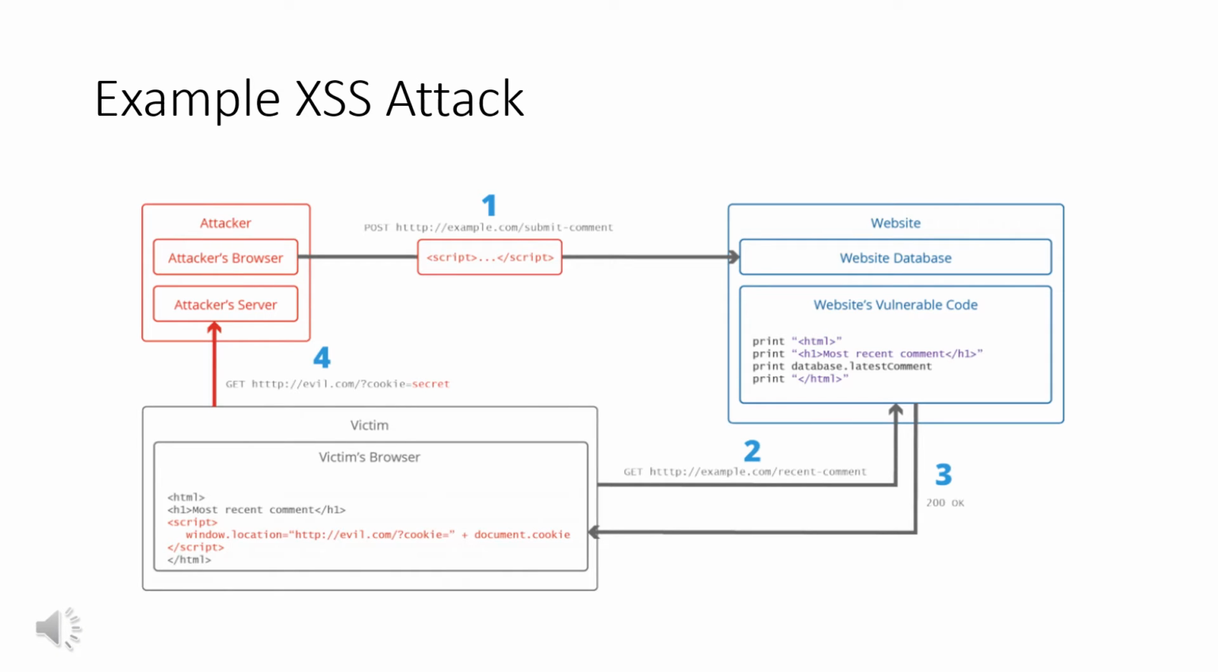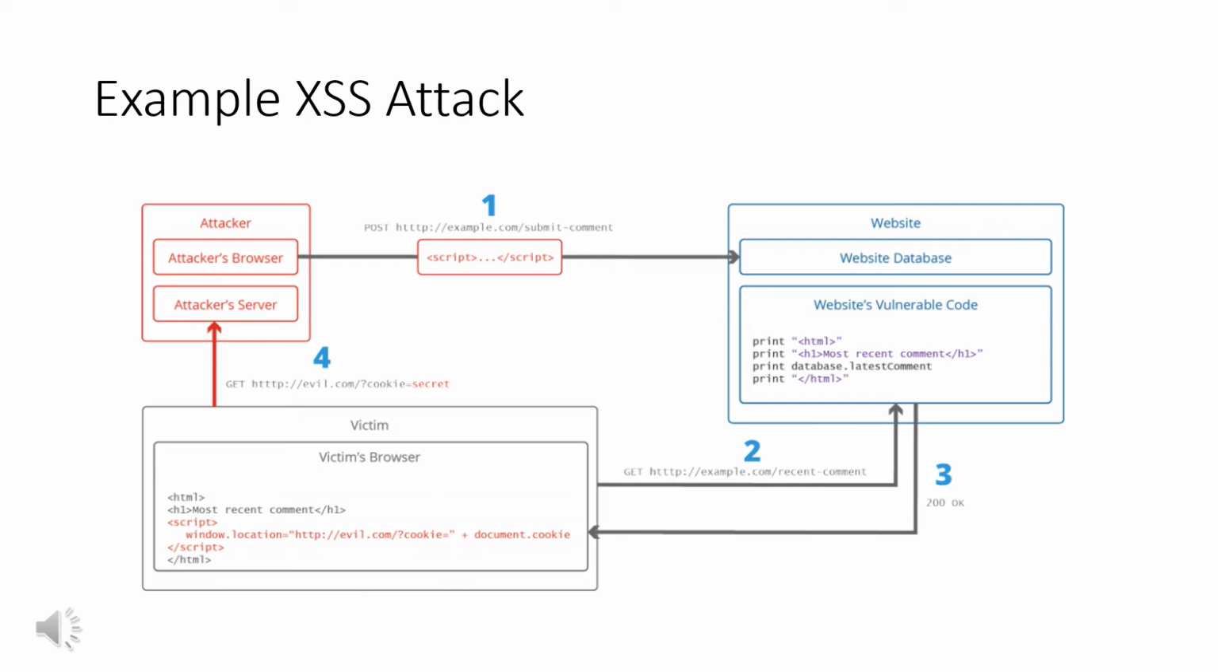Here's a simple example of a cross-site scripting attack. In the first step, the attacker injects a payload into the website's database by submitting a vulnerable form. Now, this form has malicious JavaScript. This way, the attacker has infiltrated the website's database.